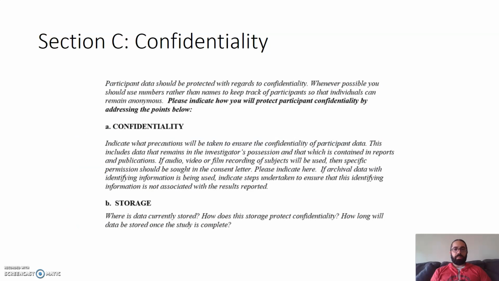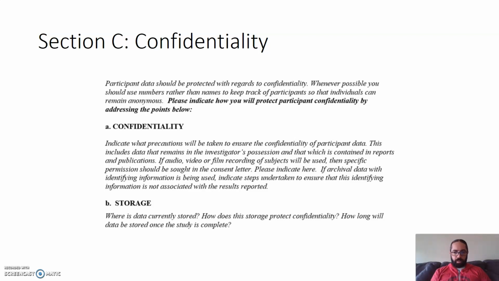The next section is on confidentiality. Now, one of the biggest reasons applications get rejected by the IRB is that researchers just don't provide enough details about how they will maintain confidentiality. Note, it's not sufficient just to state that the data will remain confidential or anonymous. You need to specifically describe your data protection plan to maintain confidentiality.